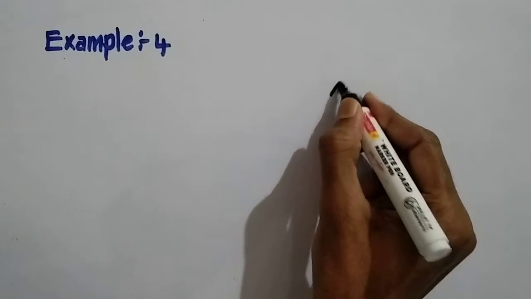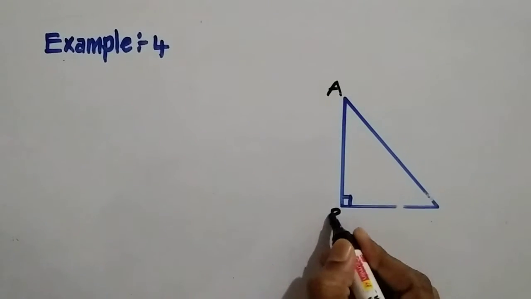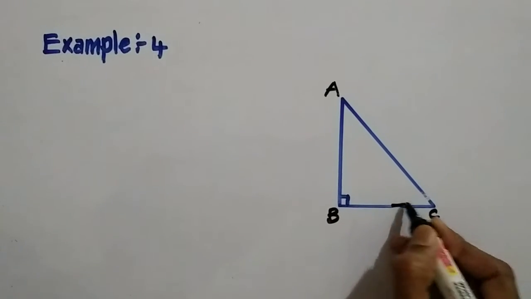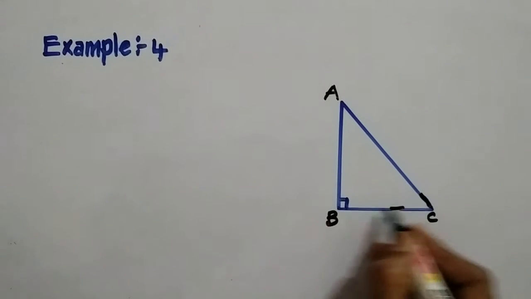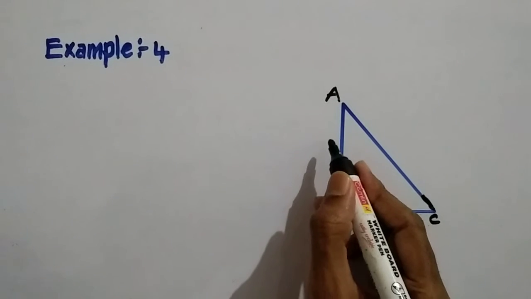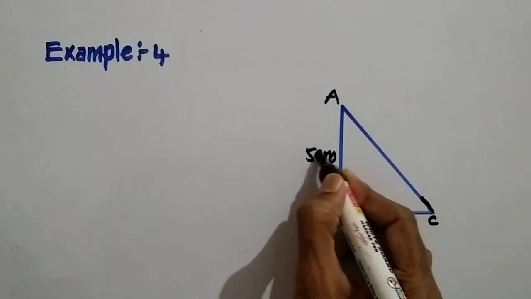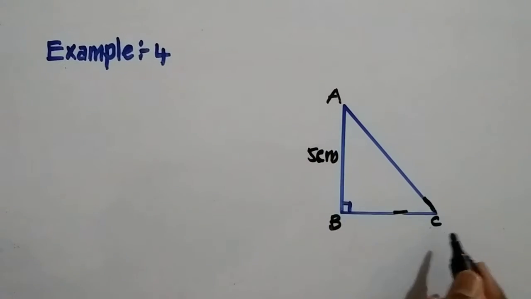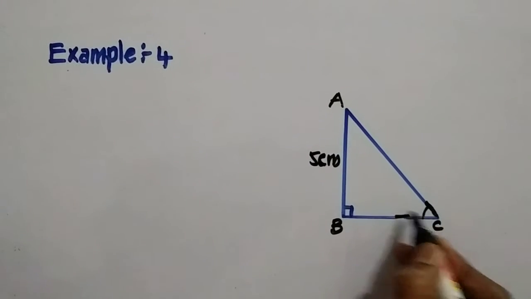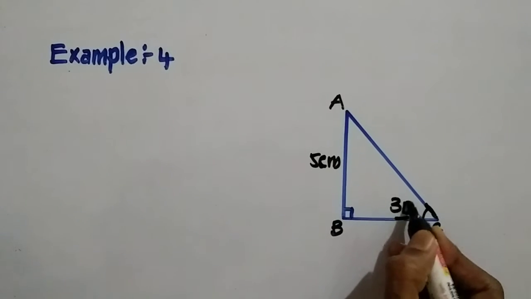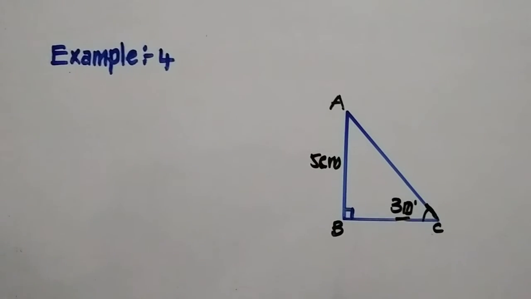ABC is a right angle triangle, with right angle at B, where the length of AB is given as 5 centimeters, and we should find the lengths of BC and AC. Now angle C is equal to 30 degrees is given.